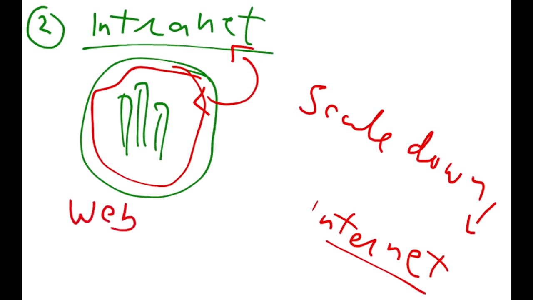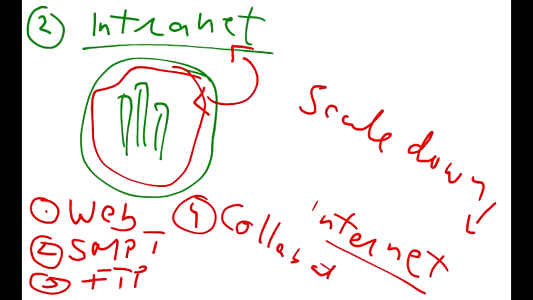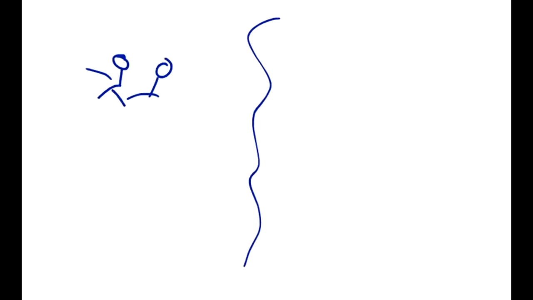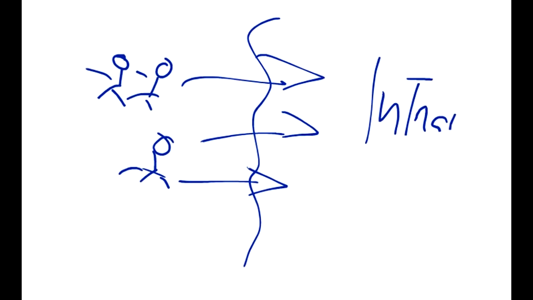In bigger organizations, the intranet provides many of the services of the internet, for example web-based services, mail-based services, FTP-based services, collaboration tools, and communication tools. They provide all the scaled down services of the internet, but they are only intended for the employees of that particular organization. And in most cases, external entities cannot access those services provided through the intranet.